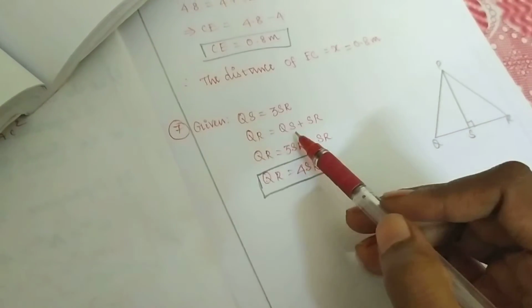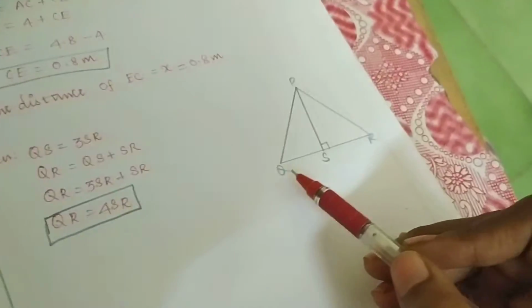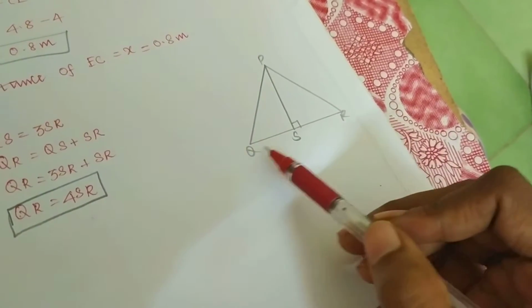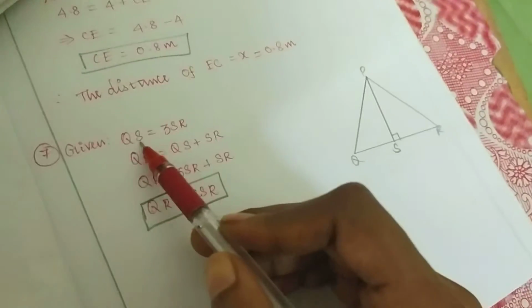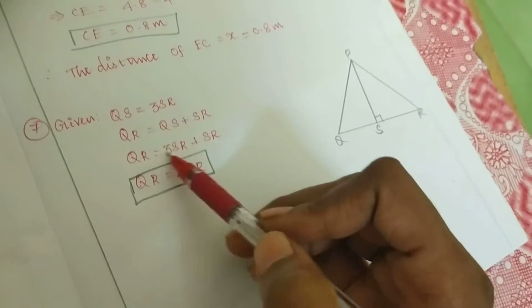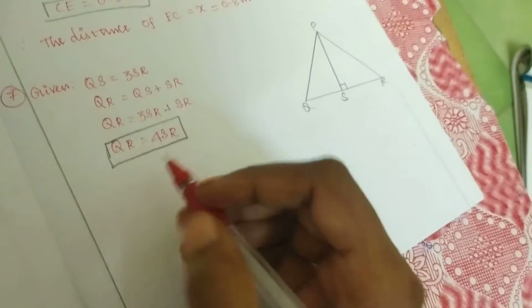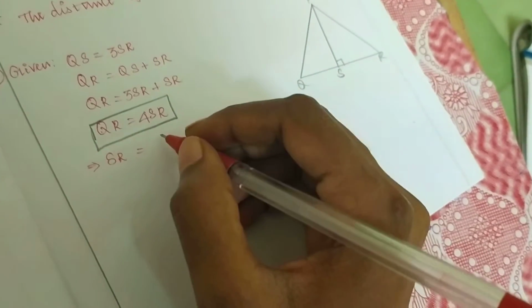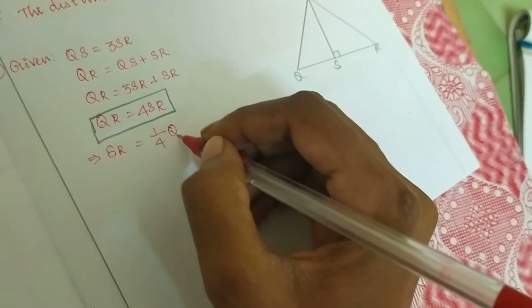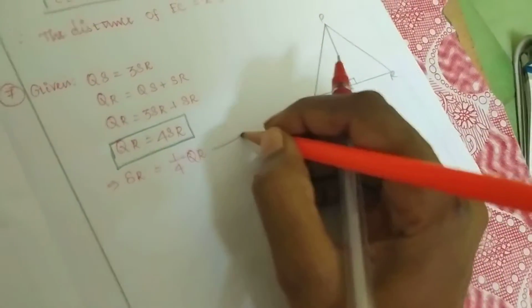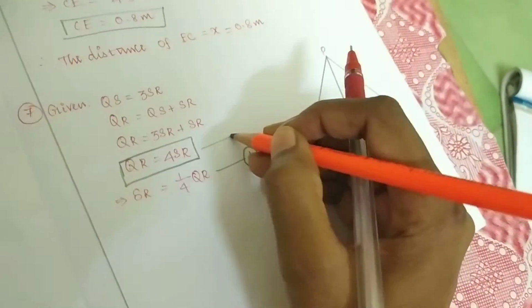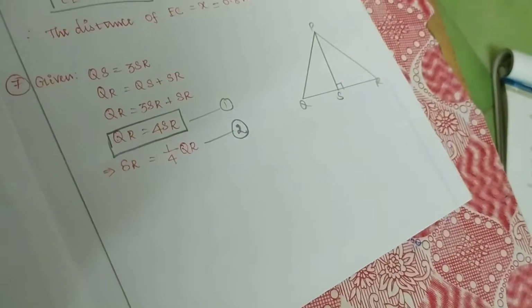In this place, from the given, I can write QR equal to QS plus SR. I know QS is nothing but 3 times SR, so QR equals 4 times SR. So now I can write SR equal to 1 by 4 times QR. Sorry, this is the first equation, this is the second equation.